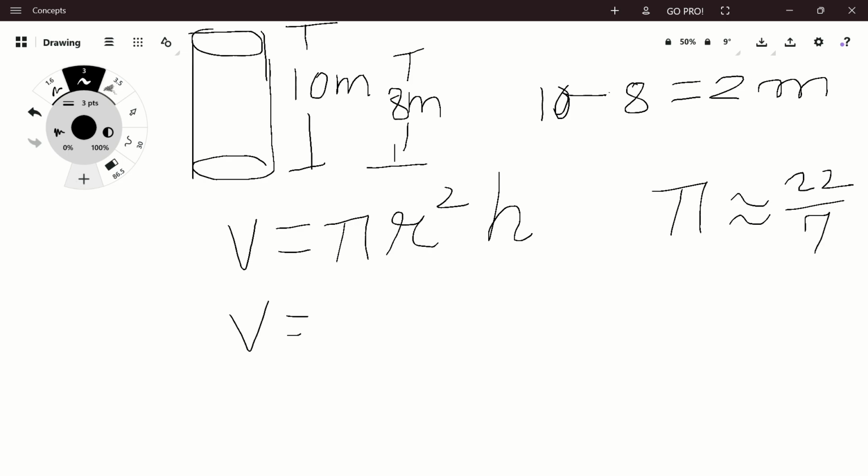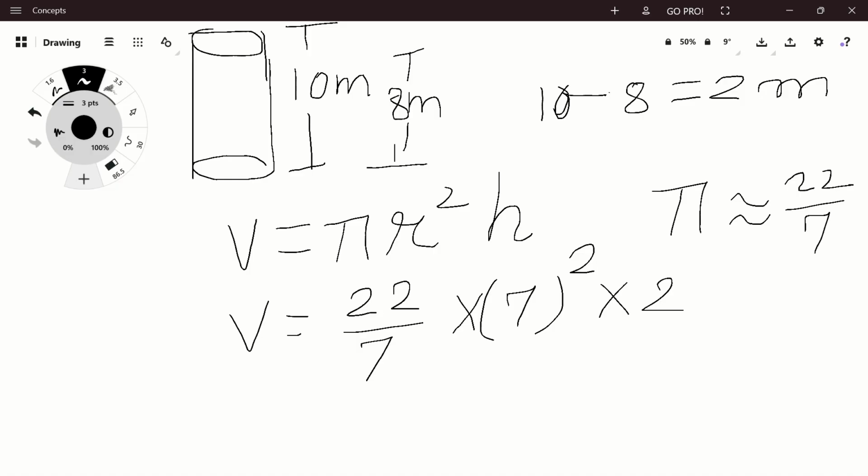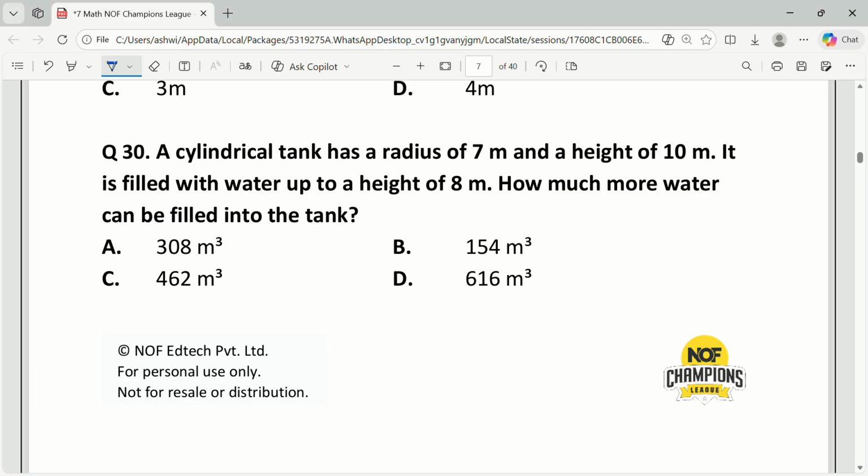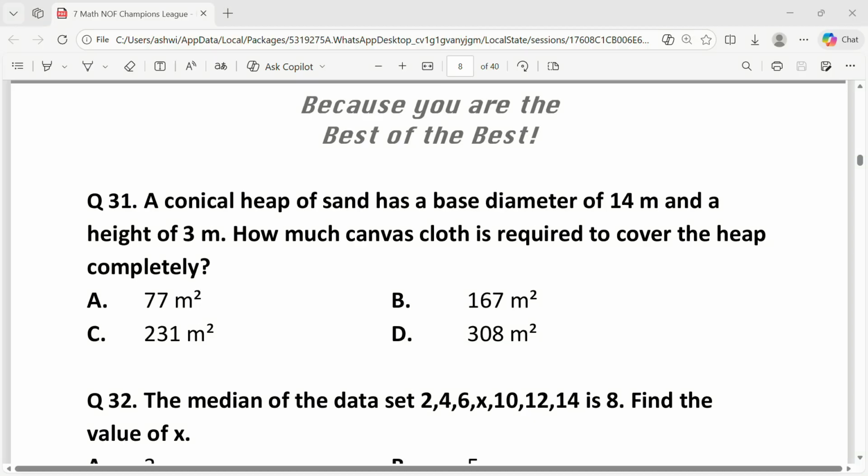V will be 22 by 7 into 7 square into 2. Now solving for V, we get 308 meter cube. Comparing with the answers, the answer is A, 308 meter cube.